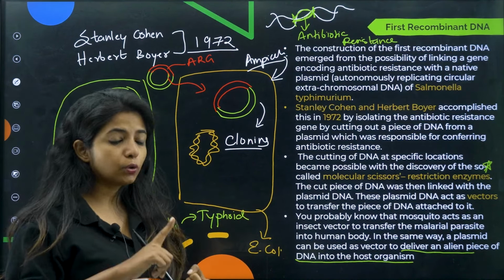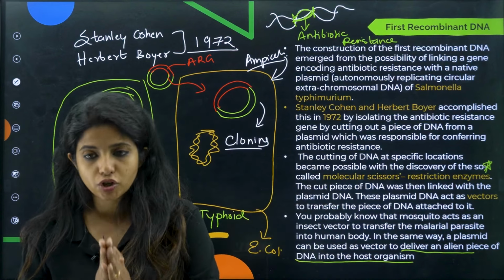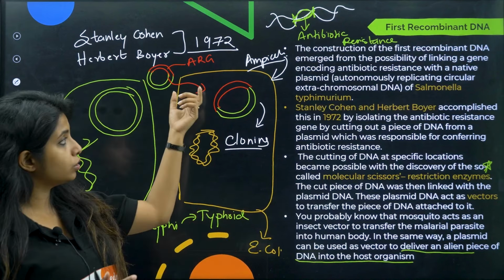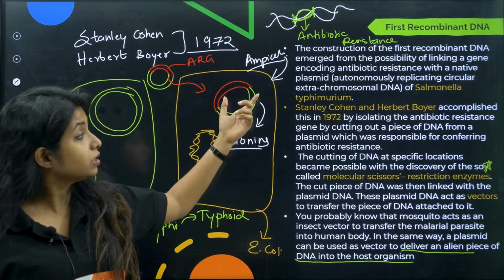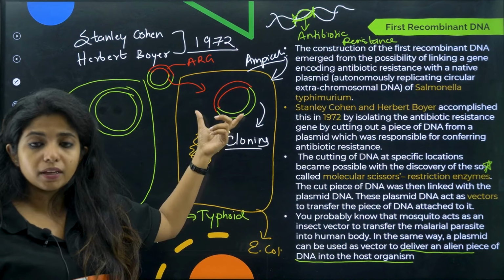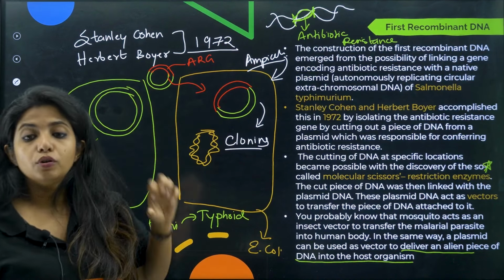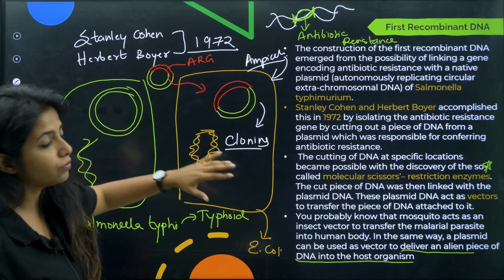They have also said that cutting of DNA has been possible because of molecular scissors, that is restriction enzymes. And then they said that vectors are what? Vectors are those things which would help transfer an alien piece of DNA into some other organism. So this plasmid is acting as a vector because it is helping in the transfer of this particular DNA strand from organism 1 to organism 2 over here. Cool. This is the host organism where things are getting transferred.